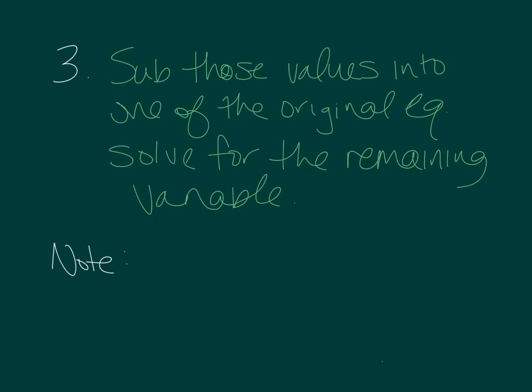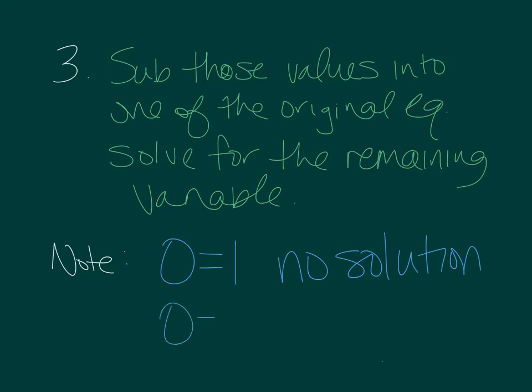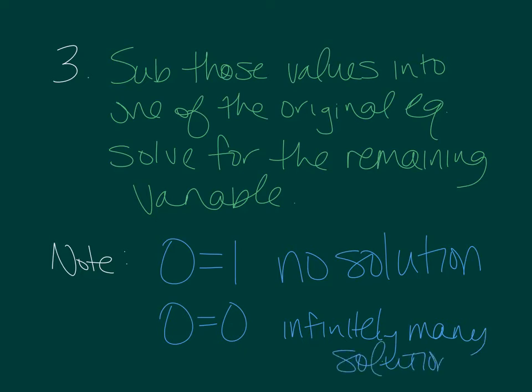Now a note to make is that still, if we get 0 equal to 1, that would be that there is no solution. So if your variables drop out and you're left with something that's not true, like 0 equals 1, you would say that the system has no solution. If your variables drop out and you're left with something that's true, like 0 equals 0, that still means that there are infinitely many solutions. Okay, so your options are still one solution, which is our ordered triple, no solutions if your variables drop out and you're left with something that's not true, or infinitely many solutions.